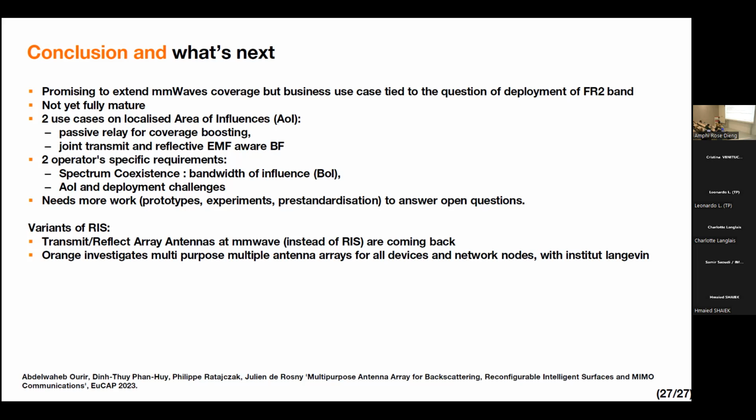And we are also working on variants of RIS. Transmit reflector array antennas like 10 or 20 years ago are coming back. And we are also still trying to comply with the three pillars, economical, environmental, and societal, to see if we could reuse all nodes and devices and just add RIS capability. It's minimum additional cost, minimum additional carbon footprint, and some potential benefit to check. And we have a prototype. I have not put the reference here, but a prototype was presented last year in UCAP with the Institut Langlois.